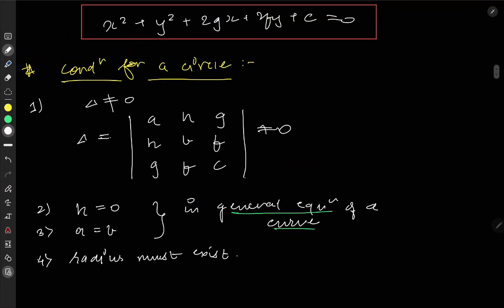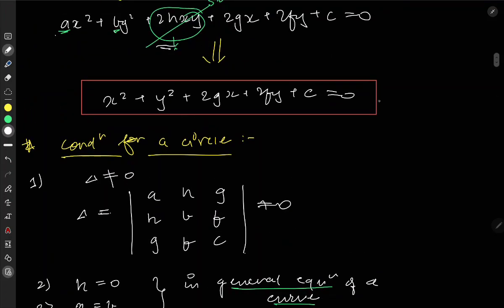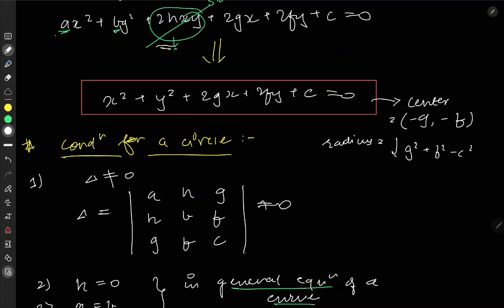So now you might be asking, how do we find out the radius from this equation? So in this equation, the center coordinates are minus g comma minus f, and radius is equal to under root of g square plus f square minus c. So this is there and this is also there. Let me box these both as they are important.